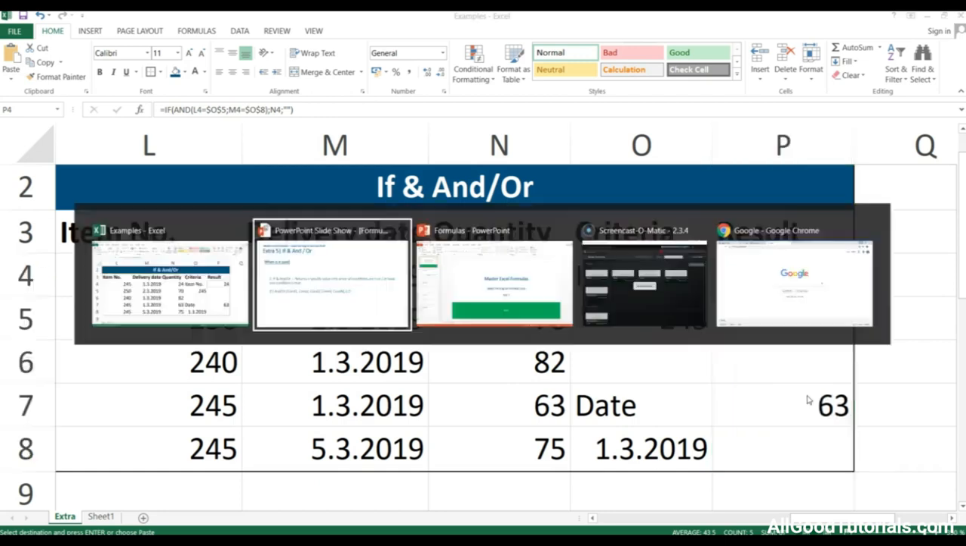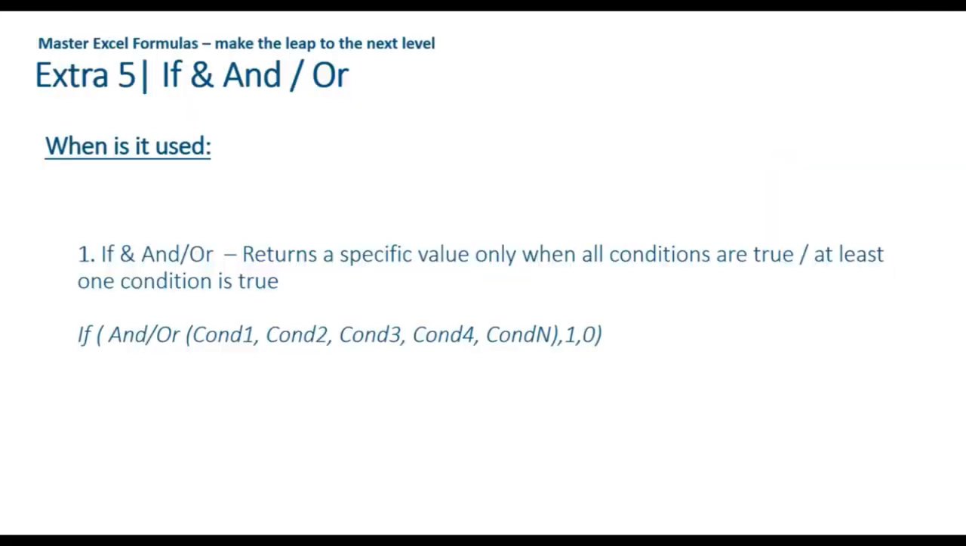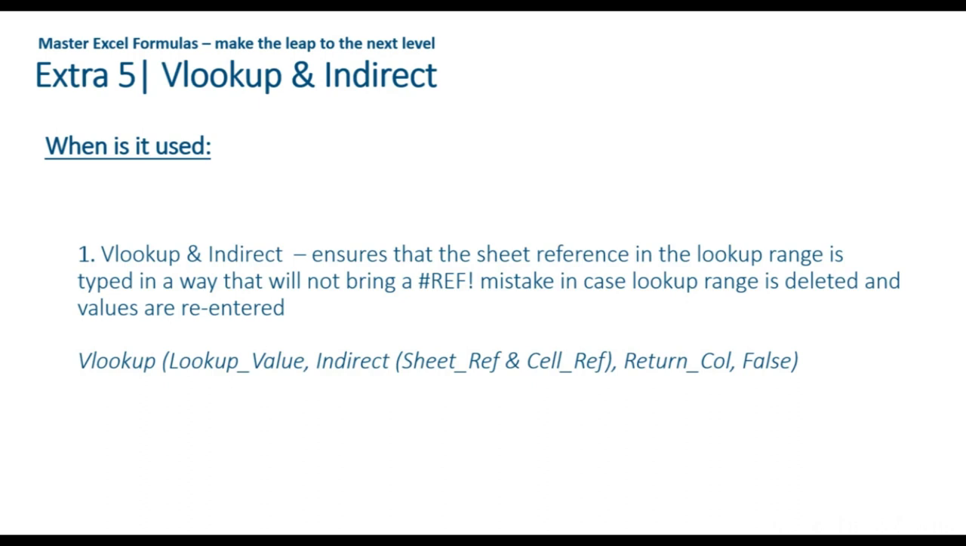Okay, going back to the presentation, the next combination of formulas is VLOOKUP and INDIRECT. INDIRECT was discussed in part 6 of this course, and basically it ensures that a correct or valid reference is put within a formula, for example. Now what does the VLOOKUP and INDIRECT combination do?